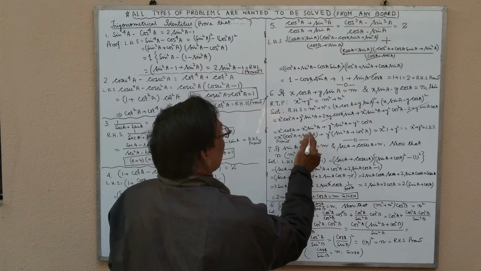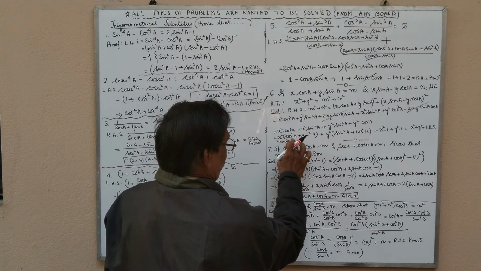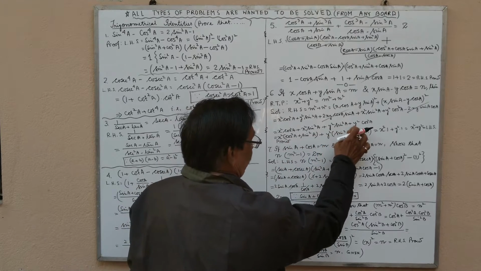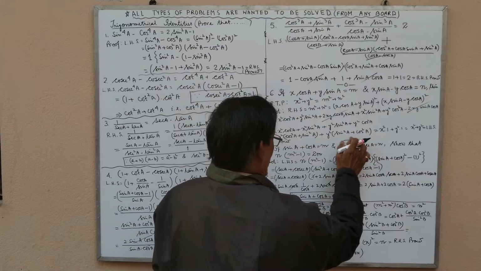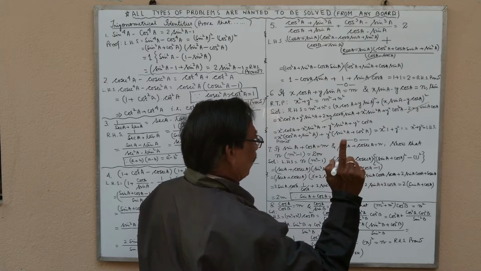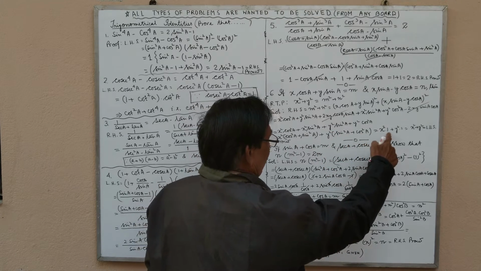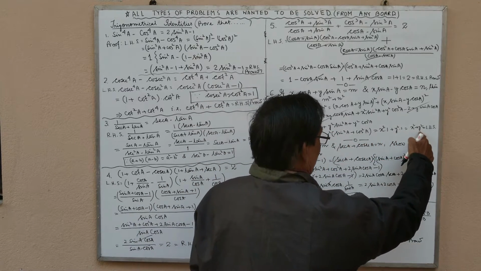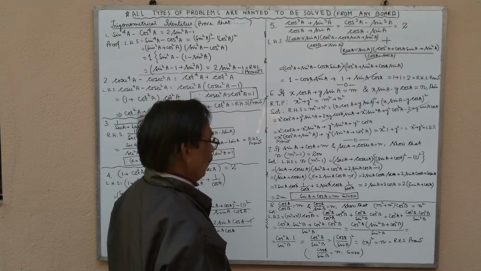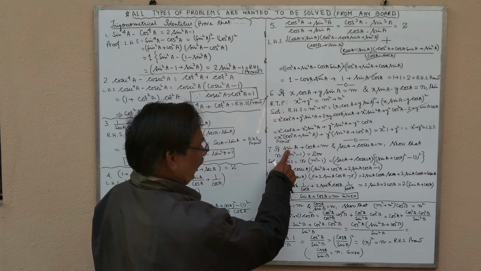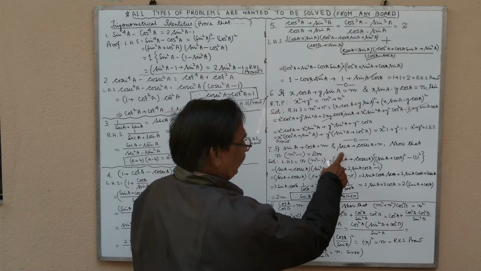Let us take common x square, it is cos square a plus sin square a. Take common y square, sin square a plus cos square a. Sin square a plus cos square a equals 1, so x square into 1 plus y square into 1 equals x square plus y square.